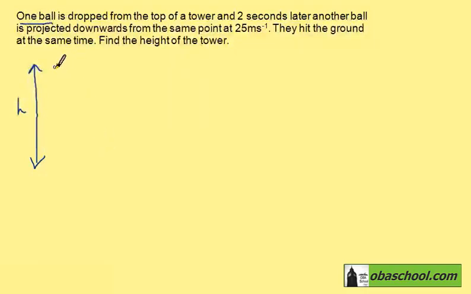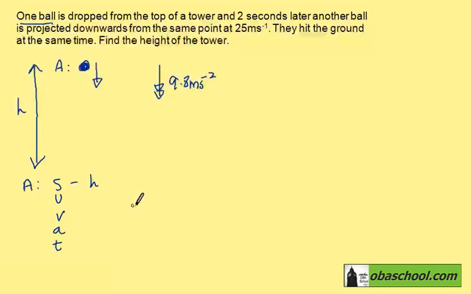The first ball, which I'm going to refer to as A, is dropped from the top of the tower, so its initial velocity is 0. Both balls will have an acceleration of 9.8 meters per second squared acting on them. So let's consider this first ball, and let's collect together all the information we need.